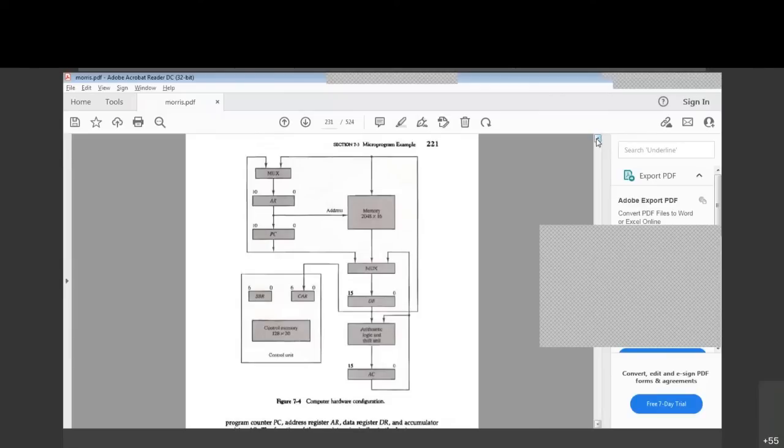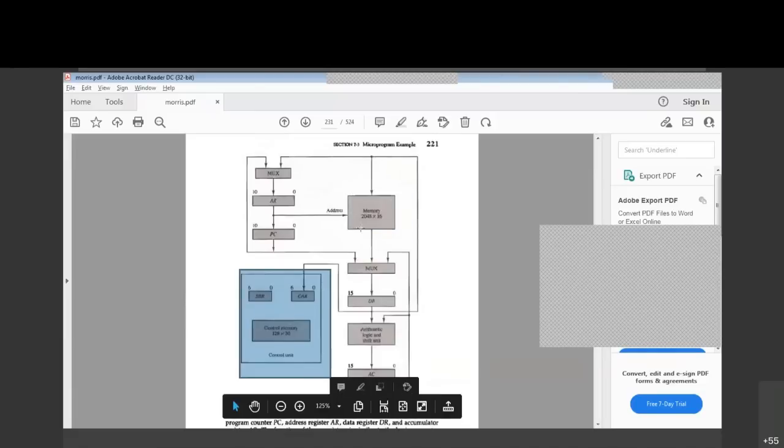Similarly here also, this is our diagram, this is our hardware diagram, which consists of two types of memory and the different registers involved in it. Clear? All of you?